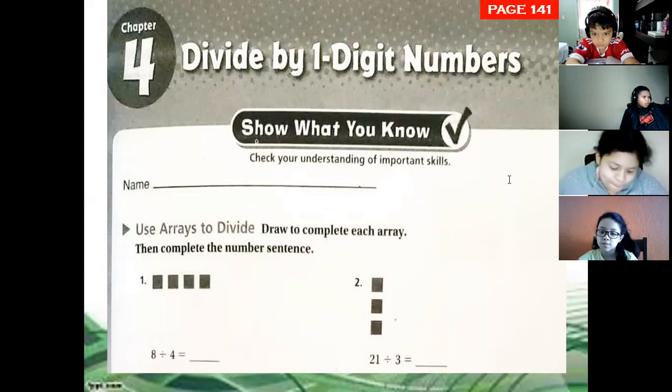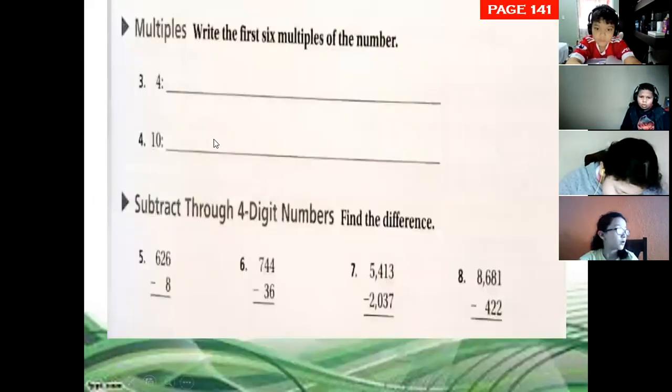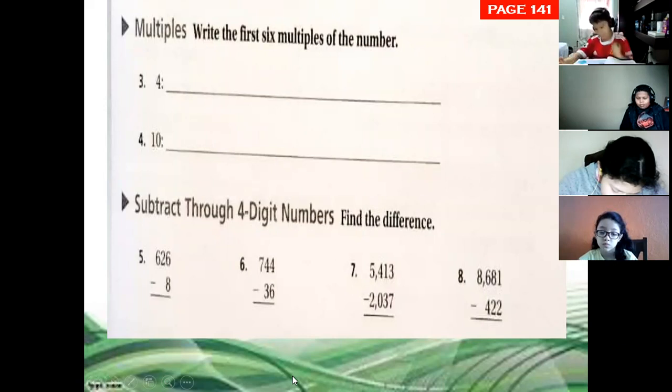I hope you're copying quickly. This one, multiples. Write the first 6 multiples of the number. Multiples are products.